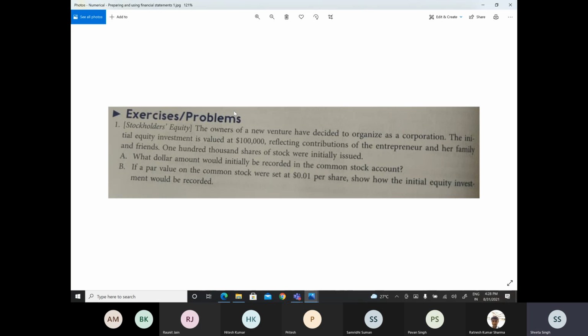And B, if a par value on the common stock was set at $0.01 per share, or 1 cent per share, show how the initial equity investment would be recorded. Okay, so let us see how this would be solved.